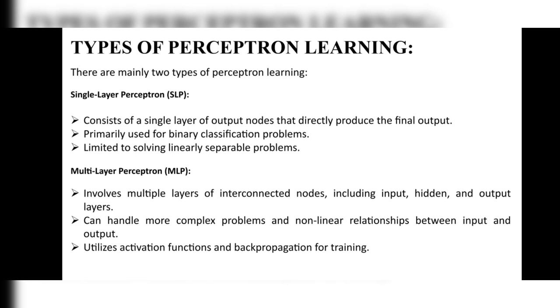So, the single layer Perceptron uses only a single layer of outputs. The multi-layer Perceptron uses multiple interconnected nodes including input, hidden and output layers also.